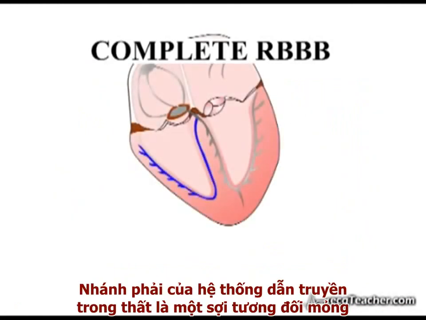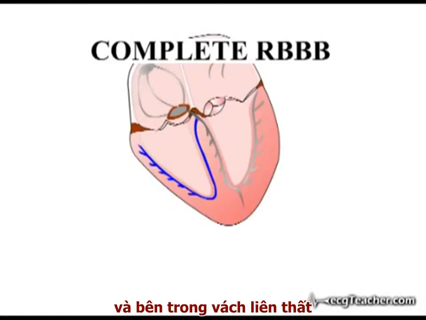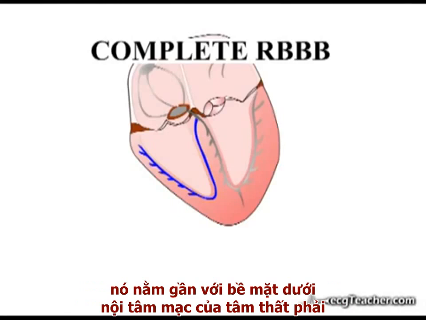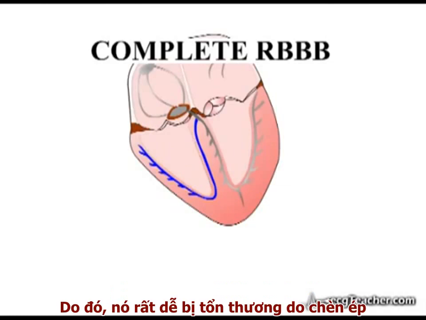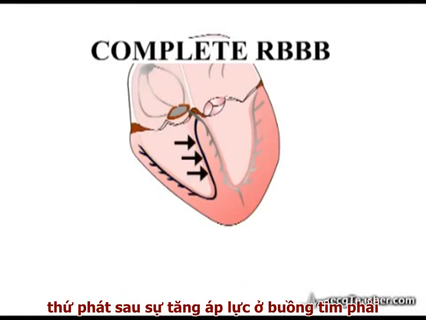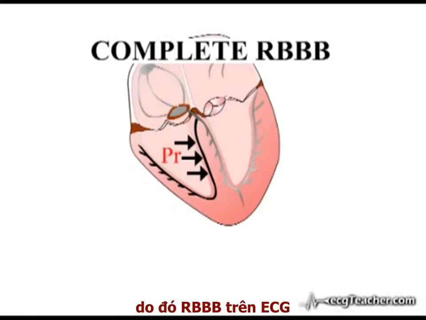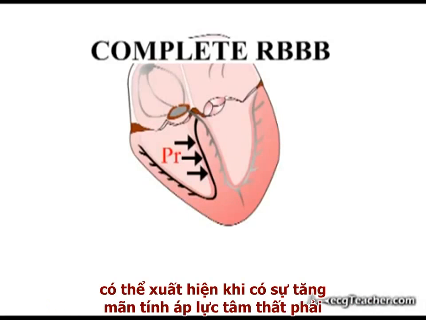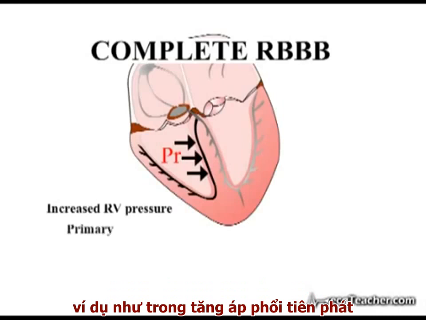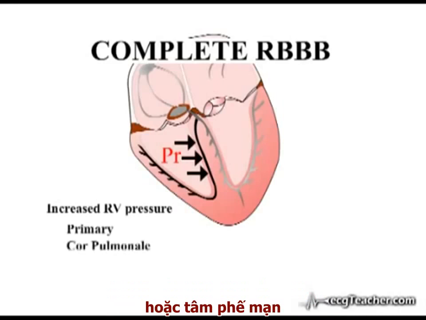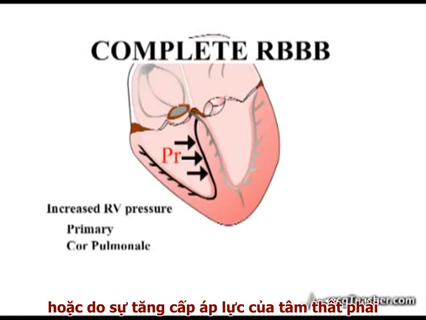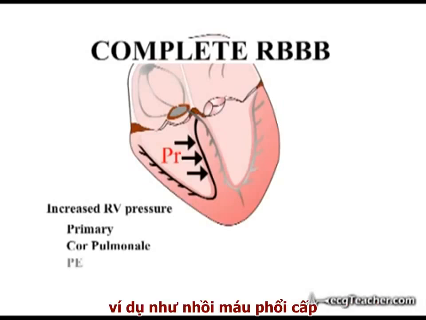The right bundle branch of the ventricular conducting system is a relatively thin filament, and within the intraventricular septum it lies close to the subendocardial surface of the right ventricle. It is therefore liable to compressive damage secondary to increased pressure in the right ventricular chamber. So right bundle branch block on the ECG may arise secondary to a chronic increase in right ventricular pressure, for example in primary pulmonary hypertension or cor pulmonale, or due to an acute rise in right ventricular pressure in, for example, an acute pulmonary embolism.